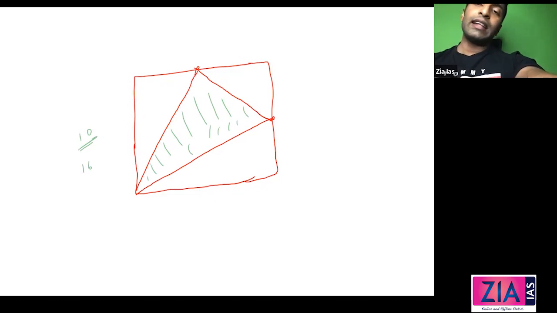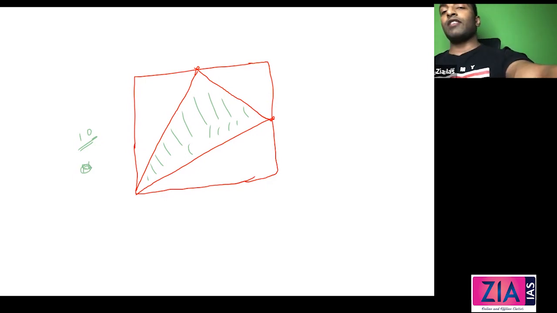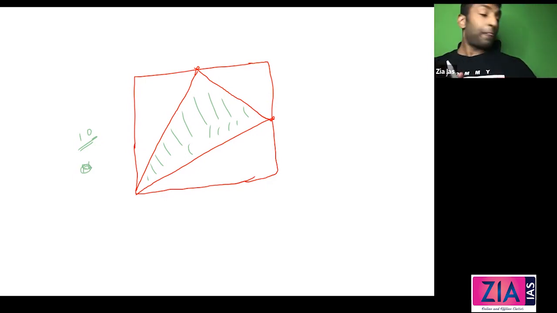So my question was, let's suppose one side is 10. What is the area of the triangle? Can anyone find it out? Because this is a very elementary CSAT level question. Area of the triangle. I've given the side of the square. Can you find it quickly?